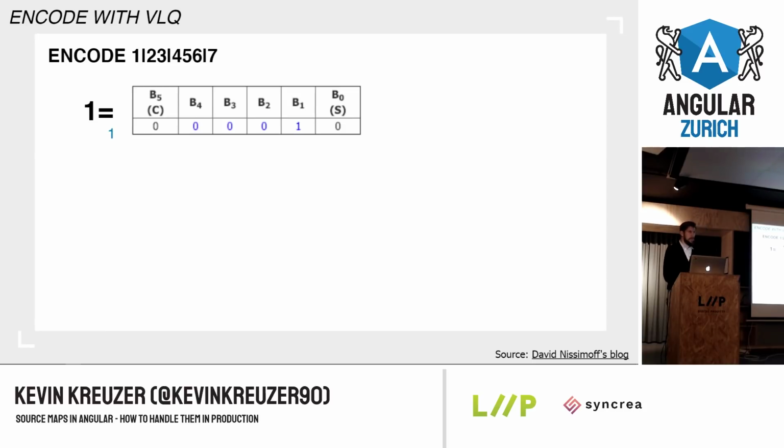So the first value we're going to represent is 1, and that's quite easy. Here, always under the number you can see the bit representation, and on the side the mapping to these segments.